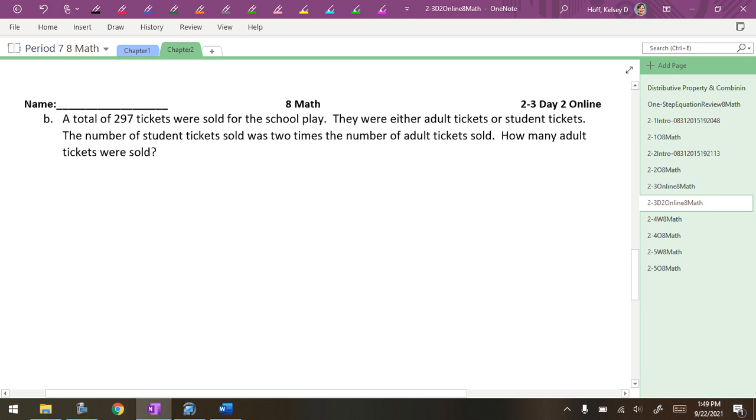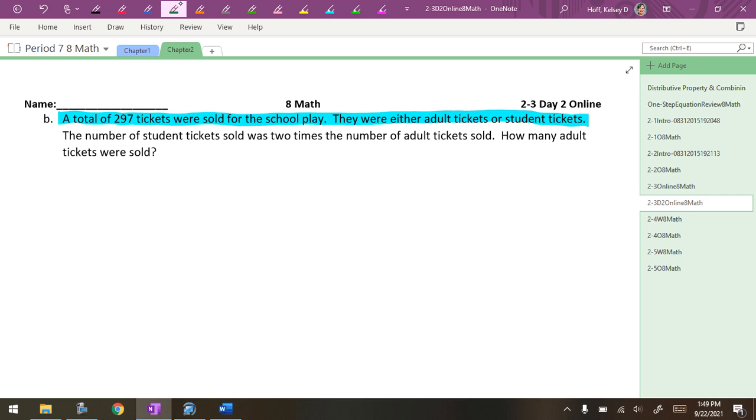Flip it over. Now we're going to the school play. A total of 297 tickets were sold for the school play. They were either adult tickets or student tickets. The number of student tickets sold was 2 times the number of adult tickets sold. How many adult tickets were sold? I'm going to highlight these first 2 sentences.